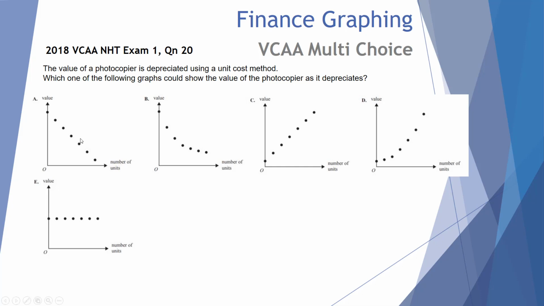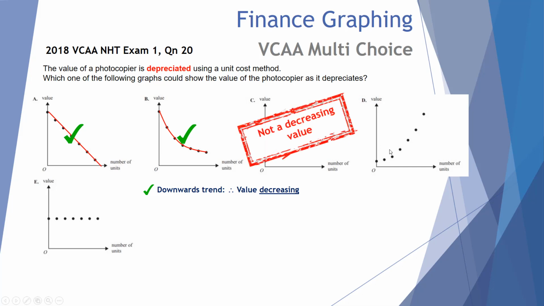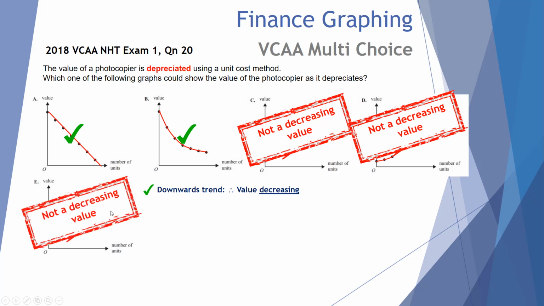Again, there's no numerical values, but we should be able to eliminate and find an answer simply by the shape of these graphs. If it's undergoing depreciation, there should be a downwards trend. The value is decreasing. Yes, that's going down. Yes, that's going down. This graph is going up, so that's not good. That is not a decreasing value. This graph is going up, again, not a decreasing value. This graph is remaining constant. This is not a decreasing value. So we're down to two options, A and B.